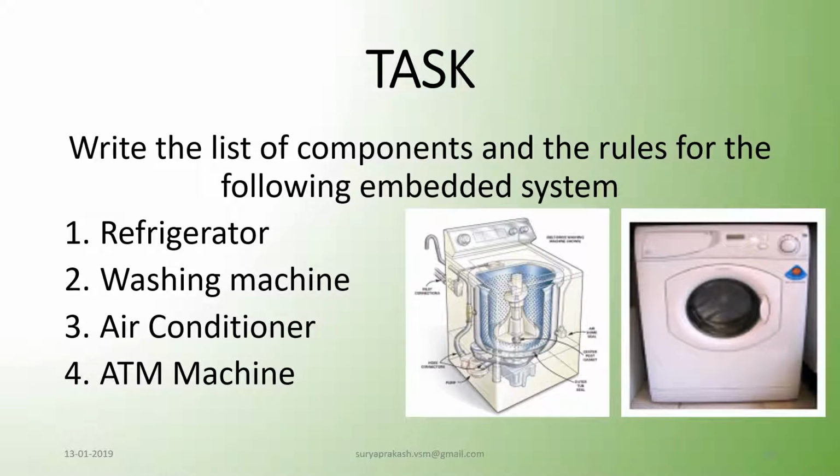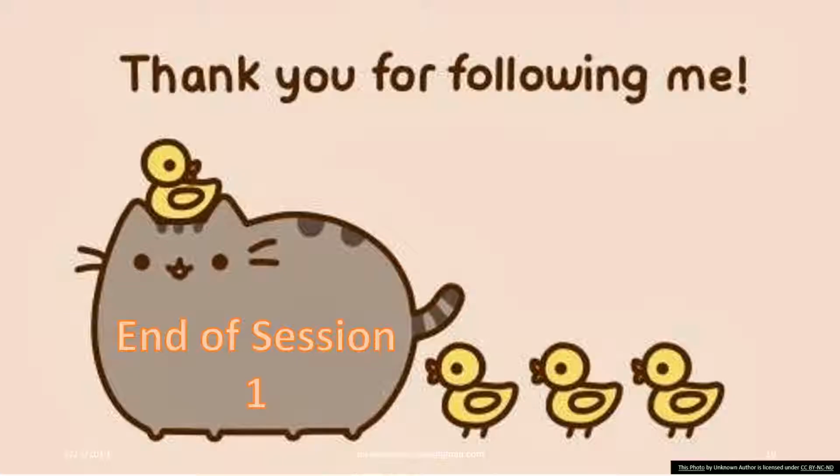I'm giving you one task. Write the list of components and rules for the following embedded systems. Consider refrigerator, washing machine, air conditioner, and ATM machine. You have to write what are the various components available and what are the rules that have to be fixed for the effective operation of these embedded systems.